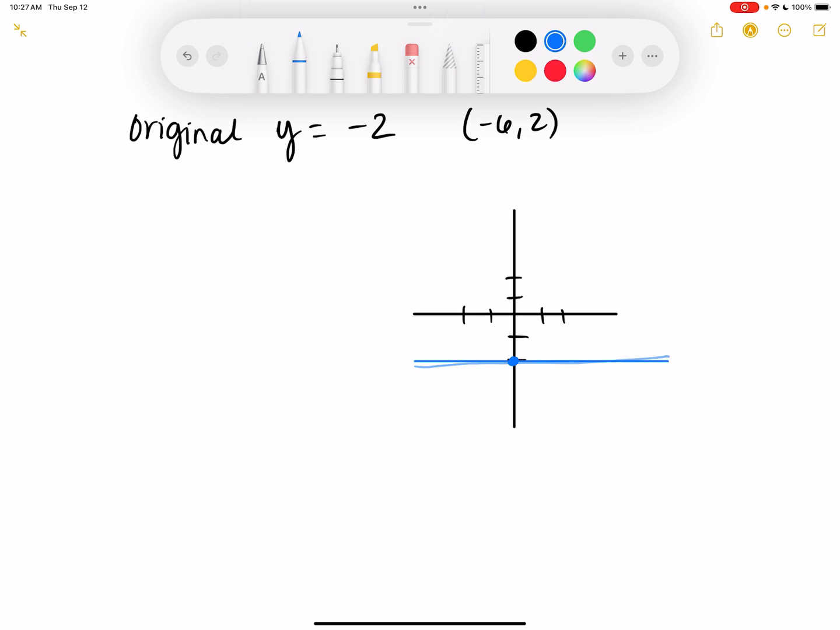So this is my equation of the line right now, right? My perpendicular line has to go through what? Through the point (-6, 2). So that means that all the way over here, I didn't do a good job setting up this graph.